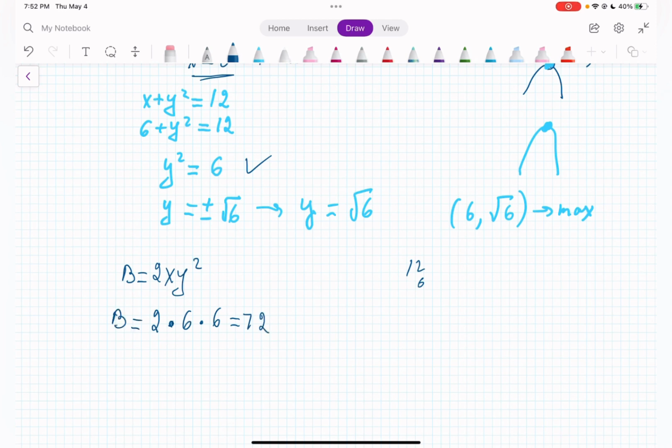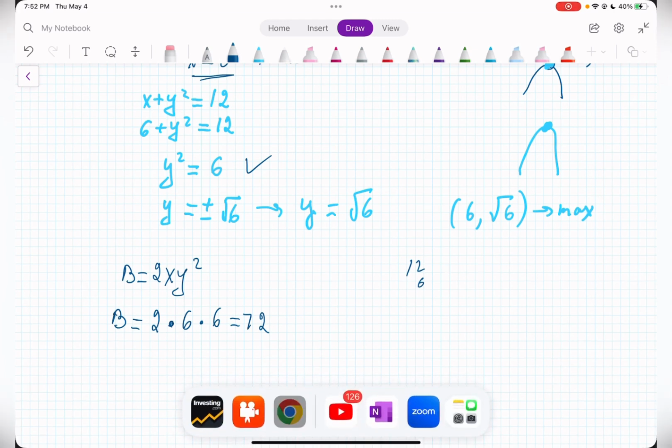So the maximum product is 72. This is how we optimize. You can also use this, let's say, if you want to find out the maximum volume you can pack in a box. All right, so we have 6 square root 6 as the coordinate of the maximum point, and the maximized product is going to be 72.